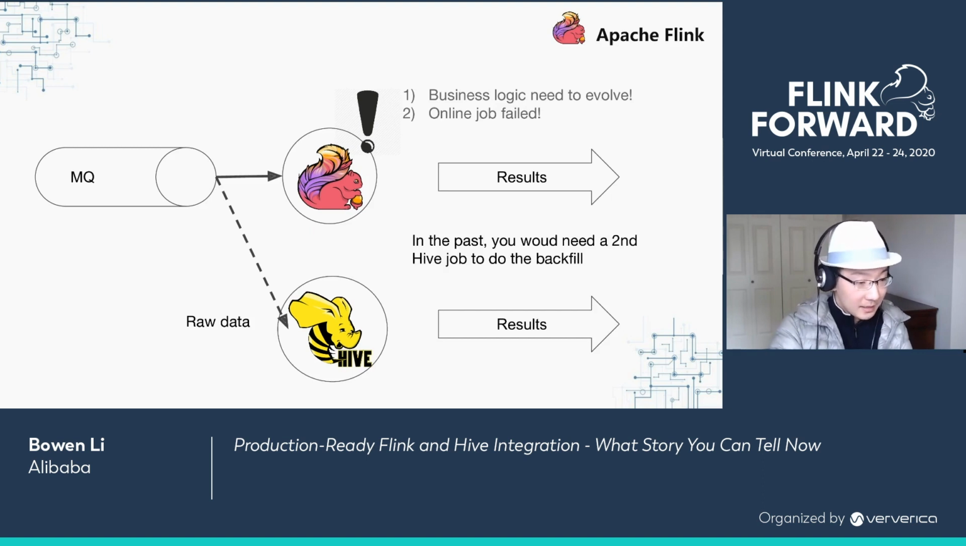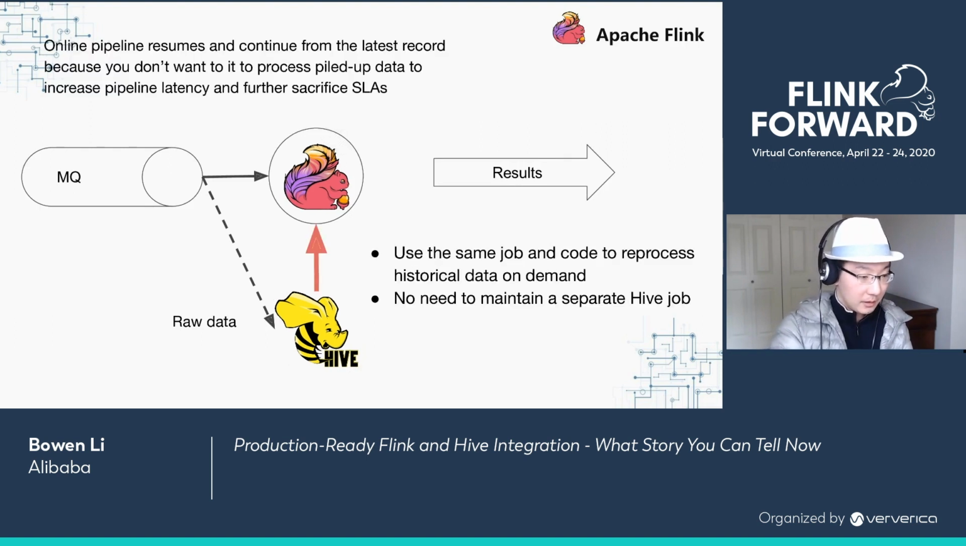So in the past, you would write a second Hive job to do that, right? You would basically copy all the logic in Flink to a Hive job and do the backfill. But with 1.10, it's not necessary anymore. You can use the same job and the same piece of code to process historical data on demand, and no need to maintain a Hive job.